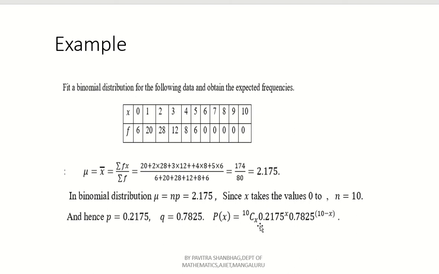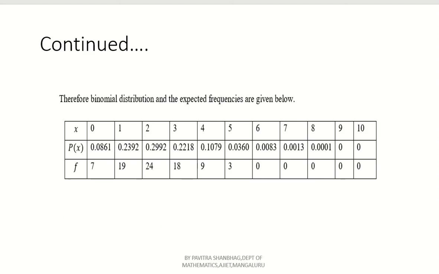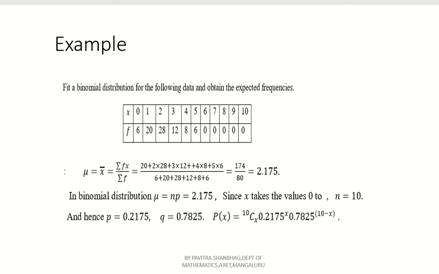So what is the probability function P of x? 10Cx, say nCx, p power x, q power n minus x is the formula, right? Now start one by one. When x equal to 0, what will you get? When x equal to 1, what will you get? x equal to 2, similarly up to x equal to 10. Just replace in the previous formula. Instead of x, replace 0, then 1, then 2, then 3, like that.